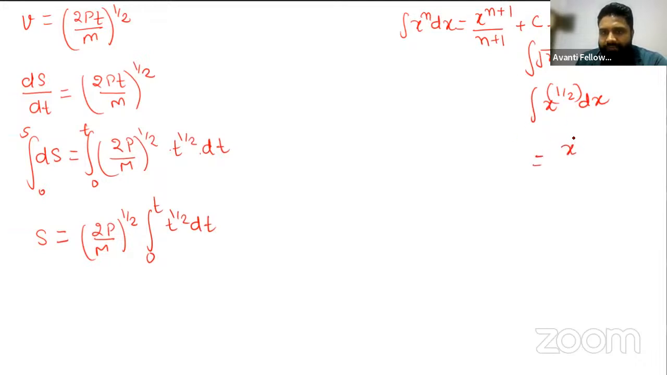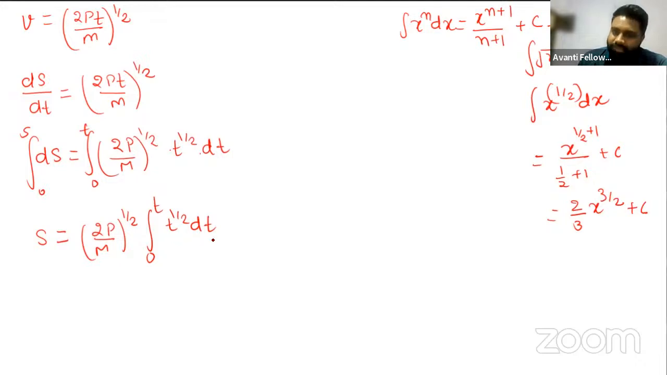So what do you have? x raised to the power 1/2 plus 1, divided by 1/2 plus 1, plus c. So what do you have? You have 3/2 in the denominator, so it will go up. It will become 2/3 into x raised to the power 3/2 plus c. Okay? So the same we have here.